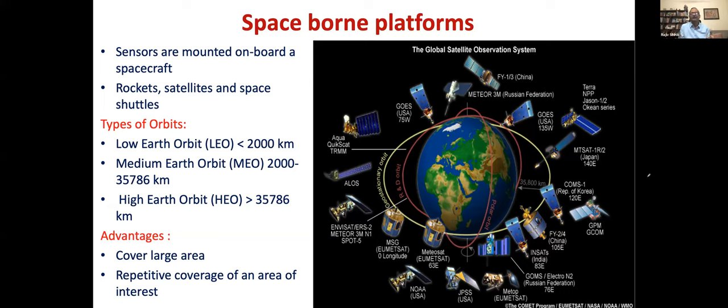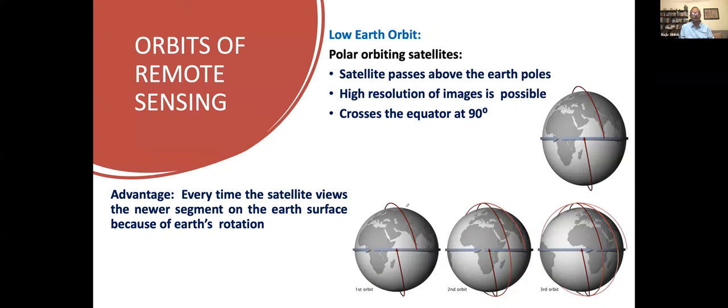Satellite data can cover very large areas, and because they are rotating around the Earth, for a certain frequency, they can provide repetitive coverage of the same area of interest multiple times in a month or in a year, for example. There are many hundreds and thousands of satellites now which have been launched from different parts of the world, and they have provided very valuable data sets. We'll go through some of these missions in the next few slides, but there is plenty of literature available on this.